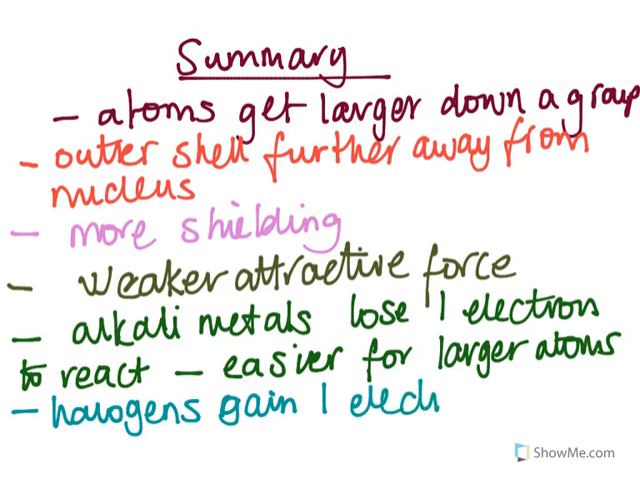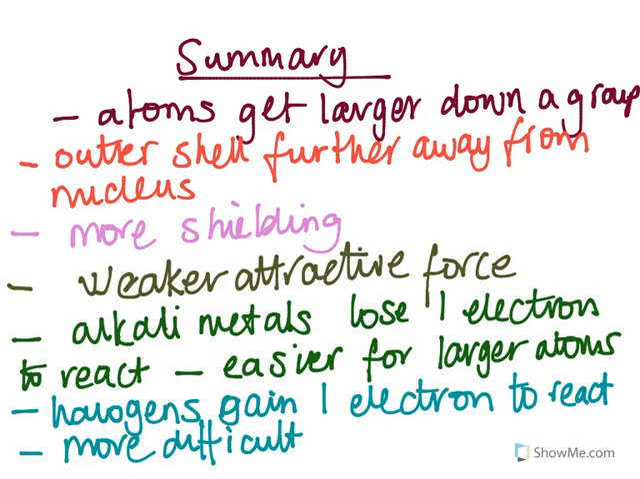Whereas the halogens do exactly the opposite. They gain one electron to react, and this is more difficult for the larger atoms to attract because of the weaker attractive forces. So we have the same reasons in terms of the increasing size of the atoms, but because the alkali metals and halogens react in opposite ways, we see the opposite trend as we go down a group with the effect of increasing atom size.